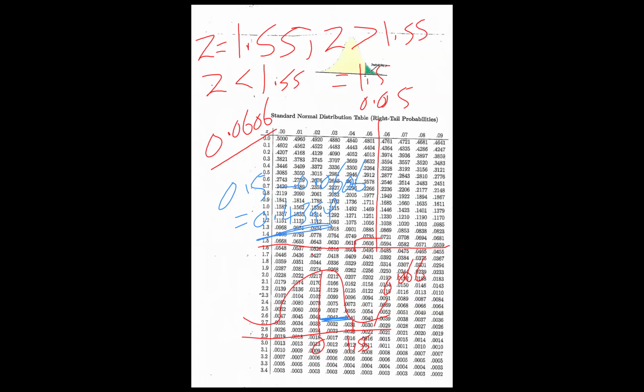What about less? Z is less than that number. It will be 1 minus 0.0606. It will be like 0.9394 when you deduct. 0.9394. As simple as that.